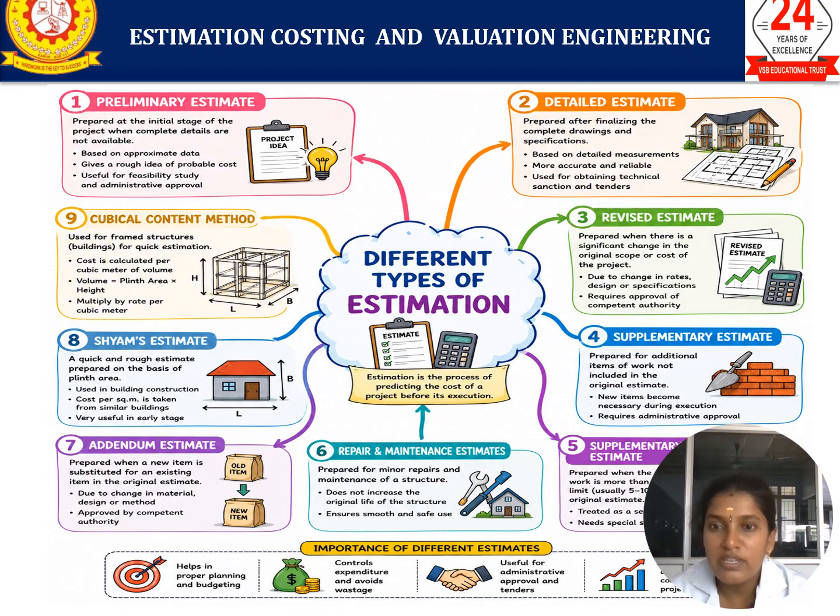So a revised estimate covers only changes in the design, scope, cost and specifications, but in a supplementary estimate, additional items of work are incorporated. That is called a supplementary estimation, right? And repair and maintenance: annual repair works are included in this. For that annual repair and maintenance purpose, we create one estimate called the repair and maintenance estimate, right? We will see the next one.